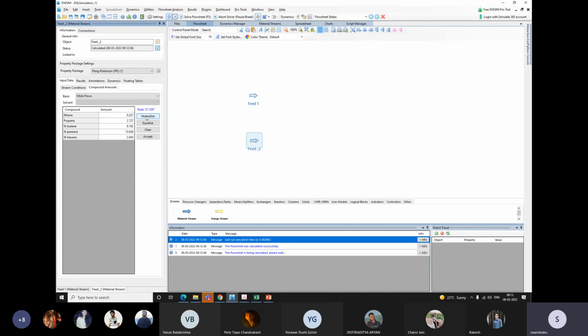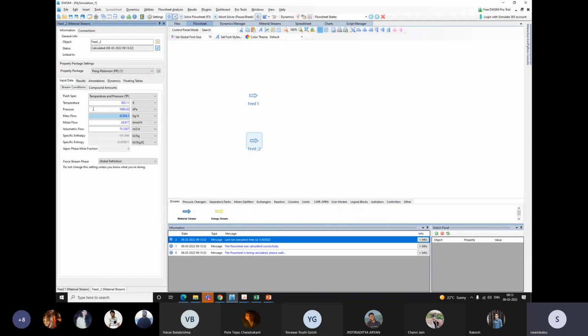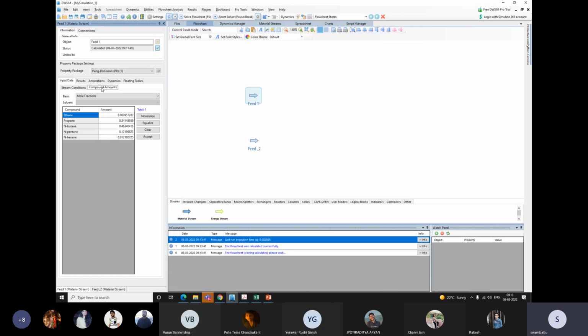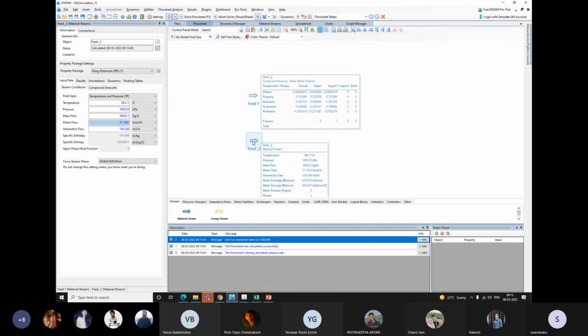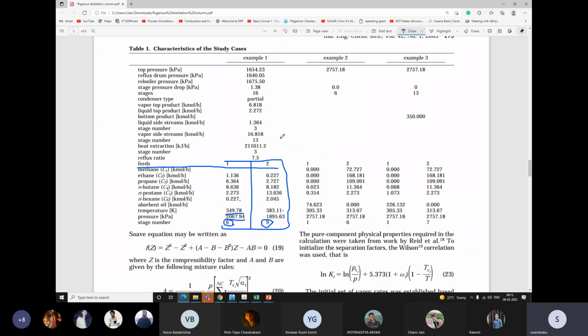Okay, so the total is 37.1597 mole. This way I got the feed 1 stream and its compounds, then the feed 2 stream and its compounds. So I have two feed streams. Let's see what else is given.